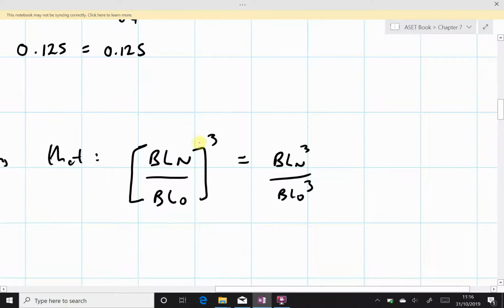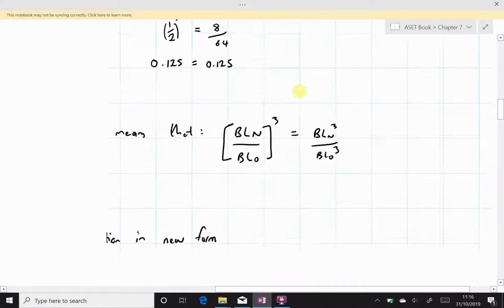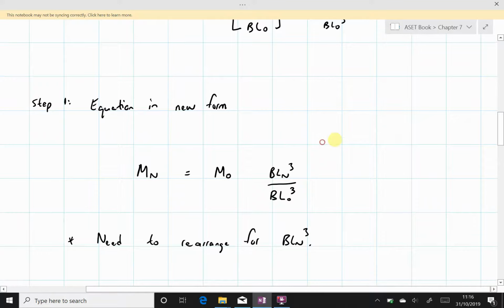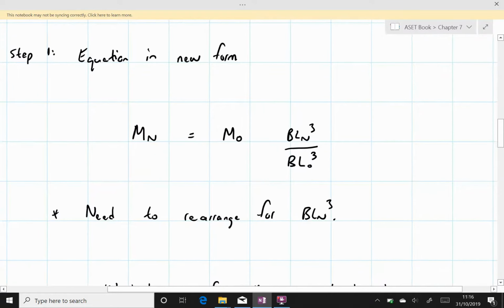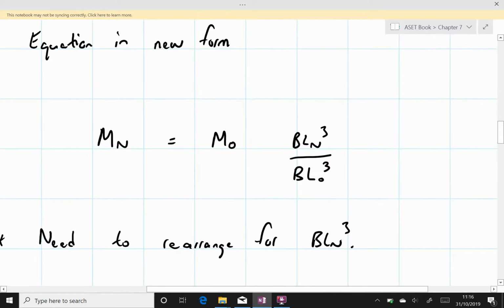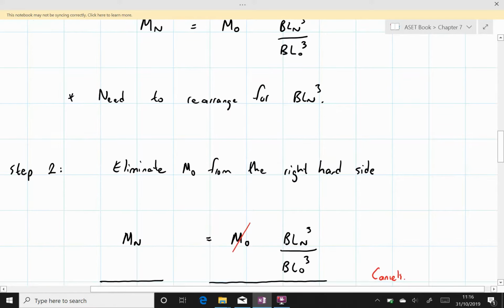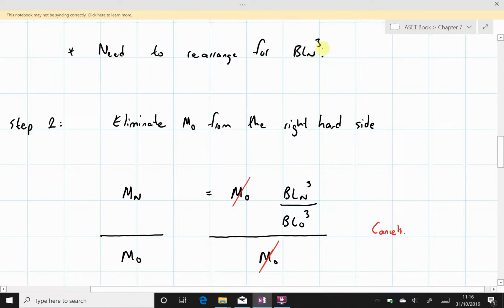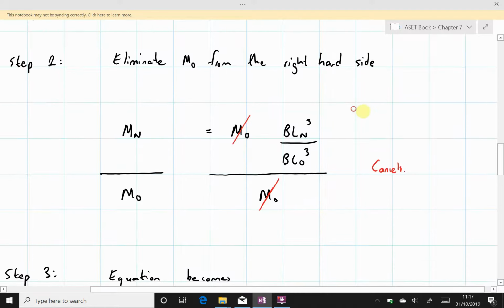BLn divided by BL0 inside brackets cubed is therefore equal to BLn cubed divided by BL0 cubed, and that's important for what we're going to do here in step 1. Step 1 is just to rewrite the general equation, but now instead of putting the brackets in, we're putting in BLn cubed divided by BL0 cubed. Now we do of course need to rearrange for BLn cubed. That's going to be your transposing, and at the end we can sub in the respective numbers.